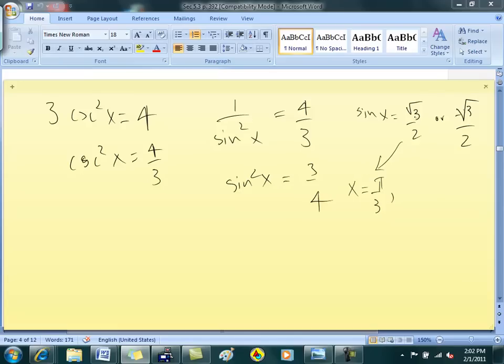I'm just looking at a positive one. I'm looking only at root 3 over 2. Hang on, Connor. Okay, well then, second quadrant, and the angle would be?